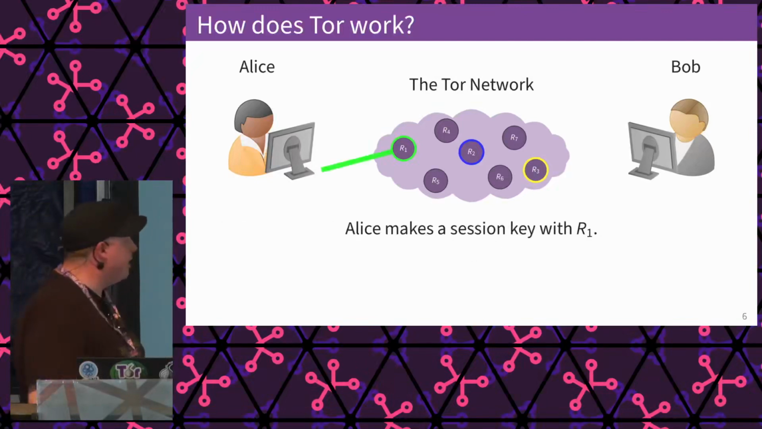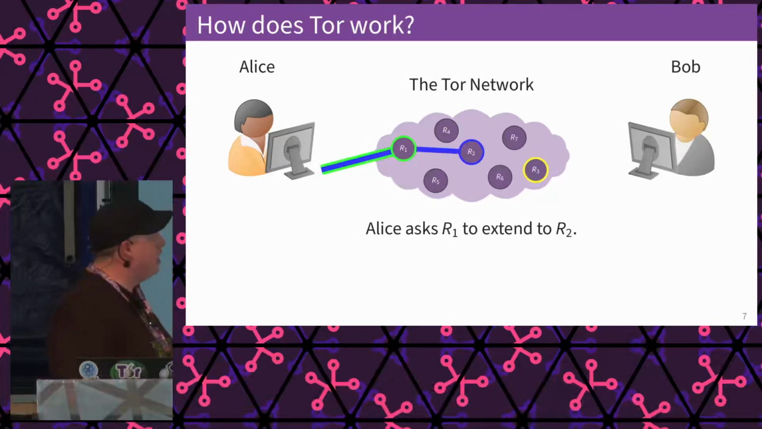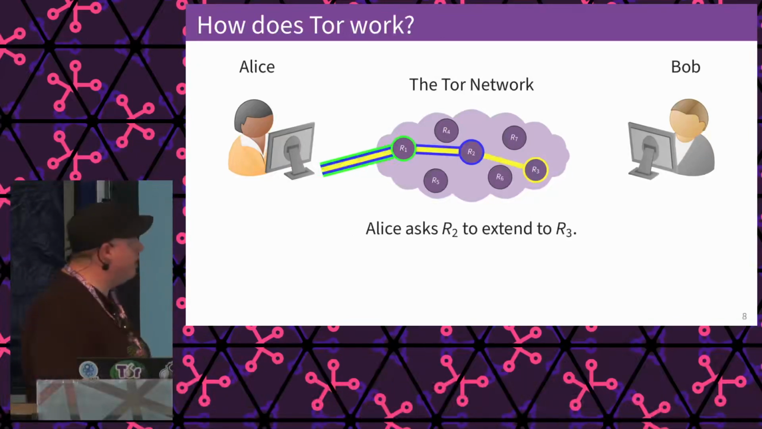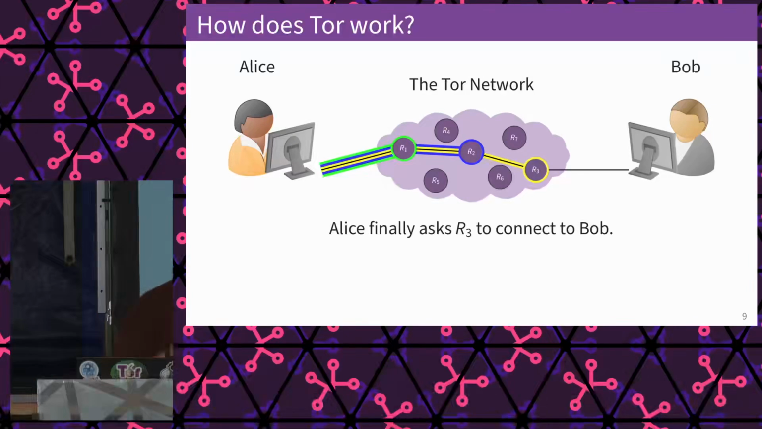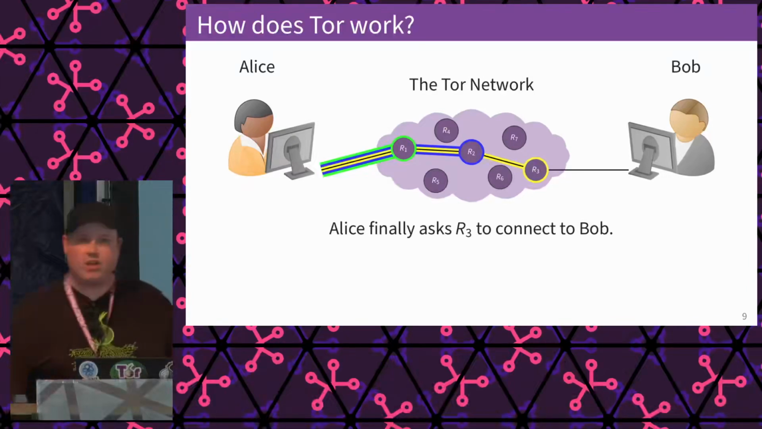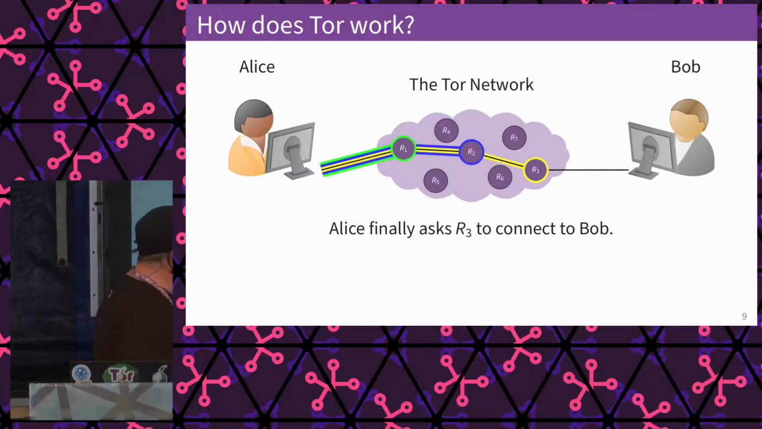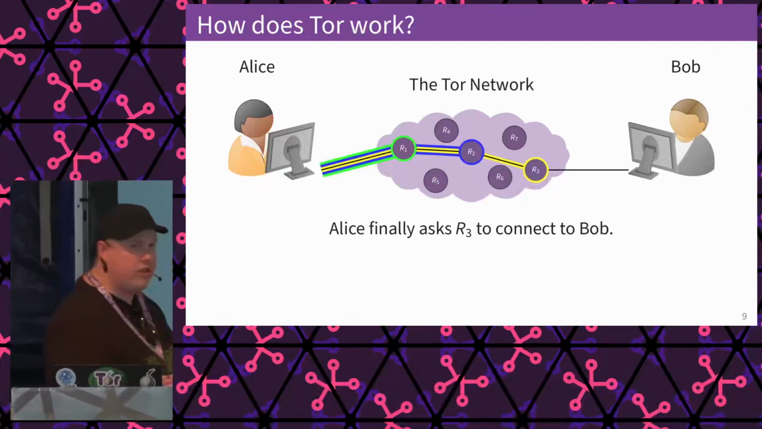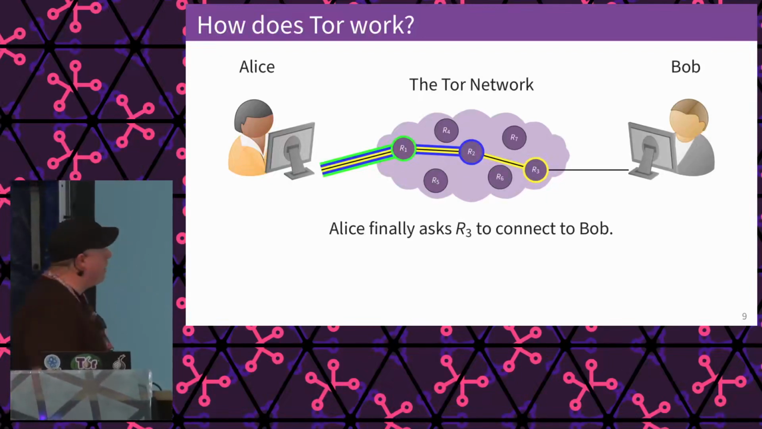She starts by establishing a session key, like a cryptographic session key with the first relay. She expands it to the second relay, further expands it to the last relay, and then finally makes the TCP stream out to Bob and is able to start communicating over application level protocols such as HTTP or HTTPS and so on. We call this a telescope style connectivity. As you can see, it resembles some of the flagpoles that we have here in camp, and that fits pretty well to that.